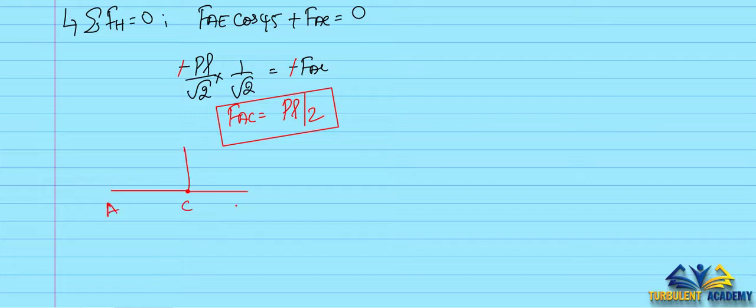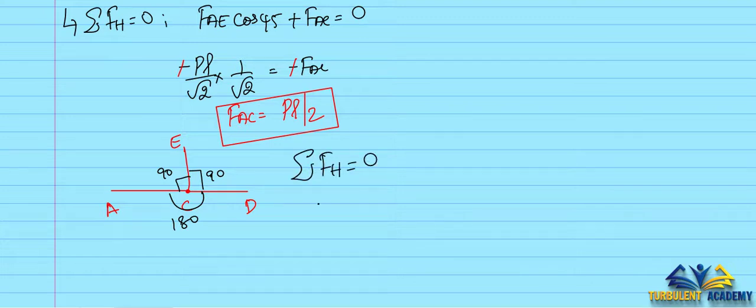This is AC, this is CD, this is CE. So now this is 90 degrees, so this is 90 degrees, this is going to be 180 degrees. So now directly what we require is horizontal force, which we shall solve: summation of horizontal force is equal to 0.